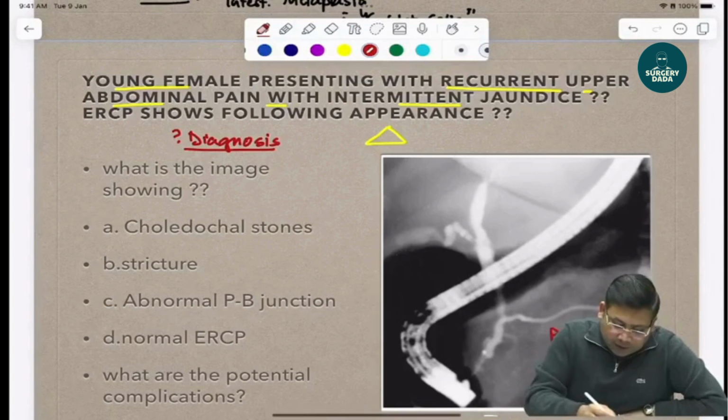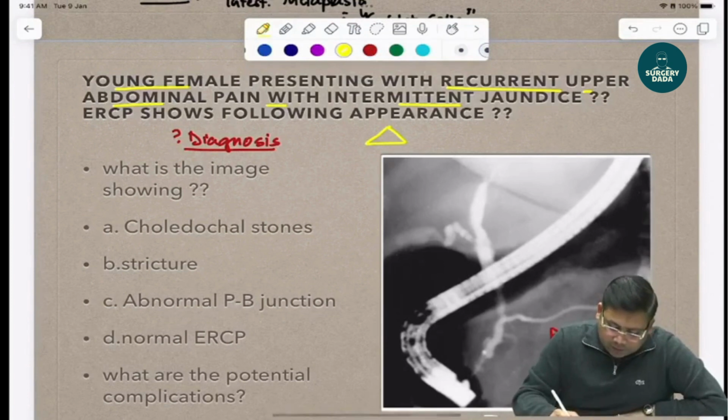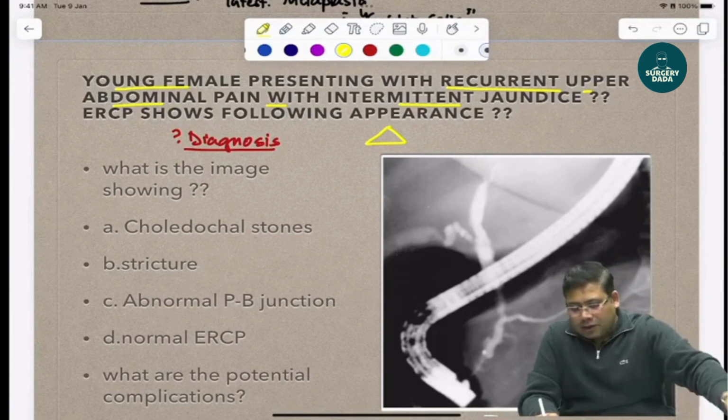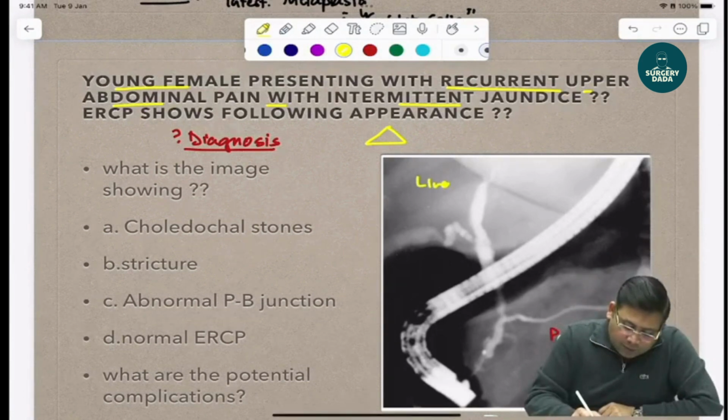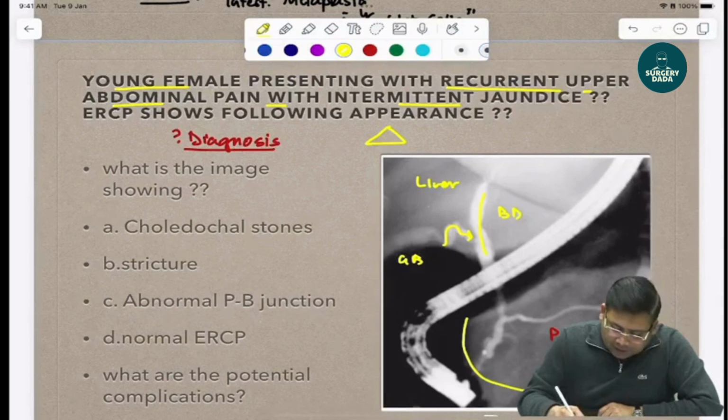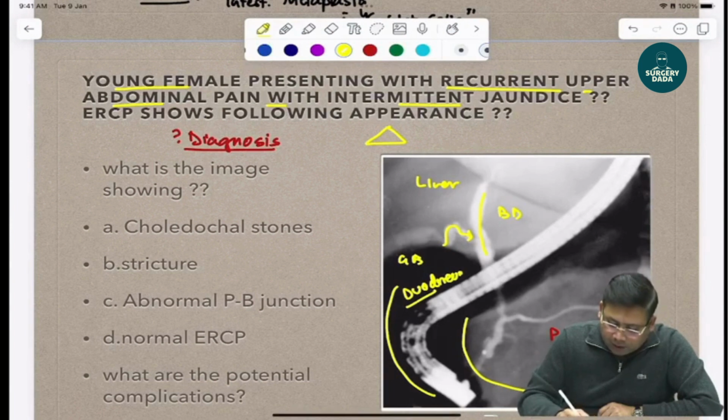This is pancreas. So this is pancreas, this is liver, this is gallbladder, this is the cystic duct confluence, this is the bile duct. Now understand, this is the duodenum. Now when you talk about the duodenum, try to understand that this is the confluence between the pancreatic duct.